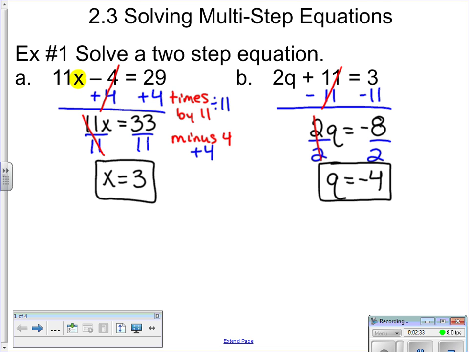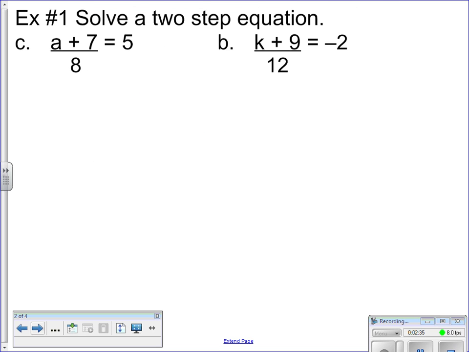All right, so let's look at two more problems. C. If you notice, A is first plus 7. That's closest to it. And then after that, it's divided by 8. So plus 7, and then divided by 8. Work backwards. What stops divided by 8? Multiply by 8.